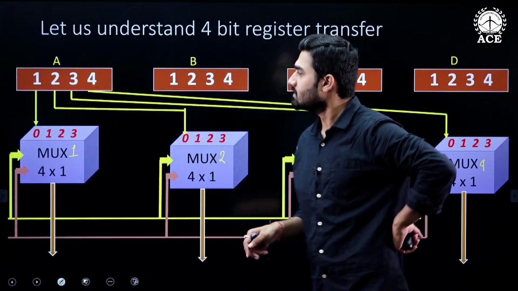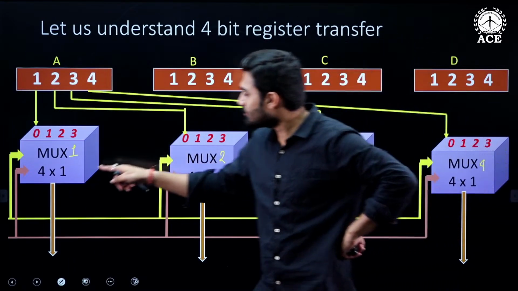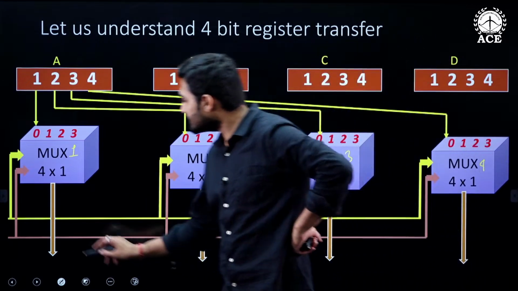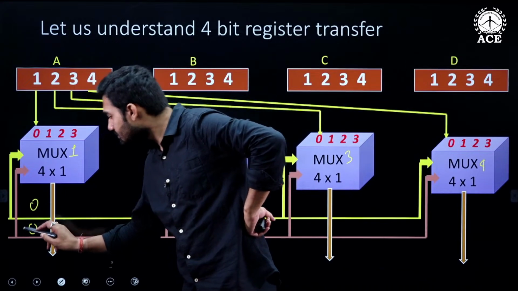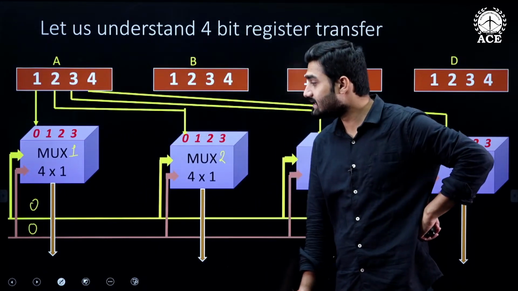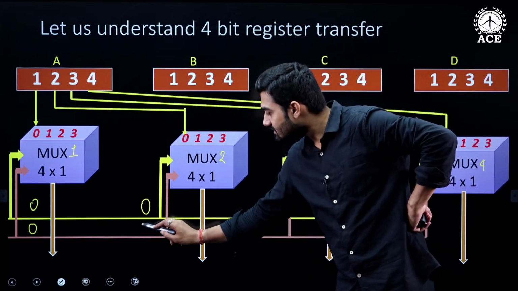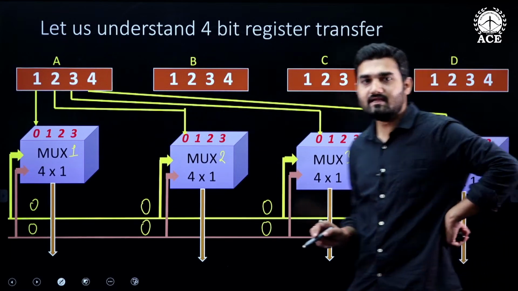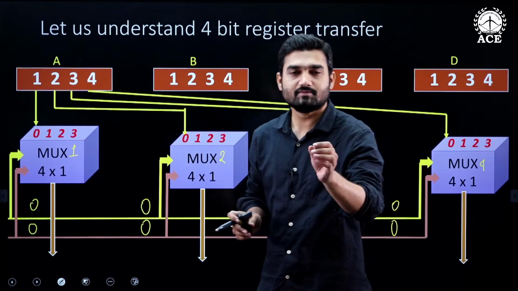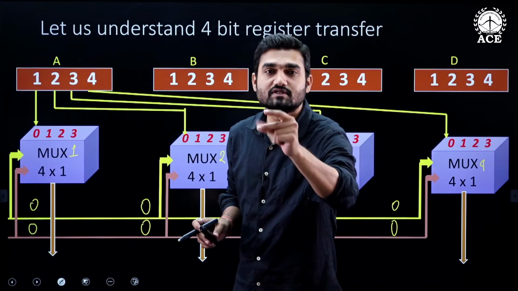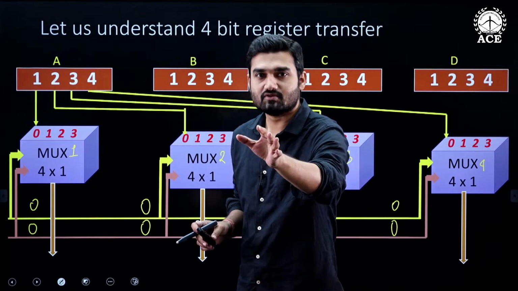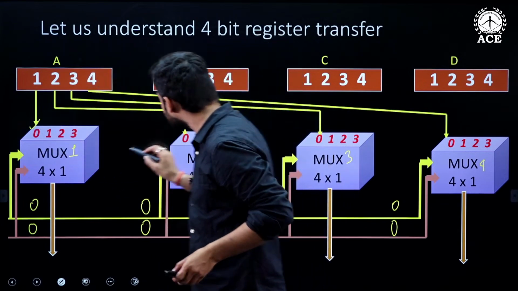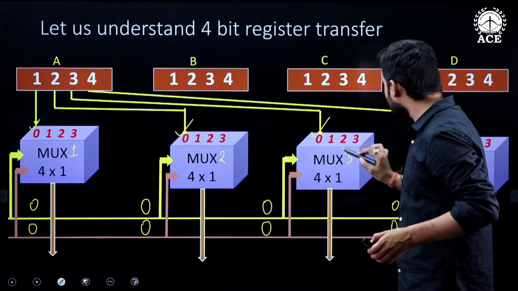Hold on. Please tell me, if I provide select line input 0 0, so you know the concept of MUX, right? If I am providing 0, 0, which location is going to be accessed? The location number 0. That means this particular location is going to be accessed.